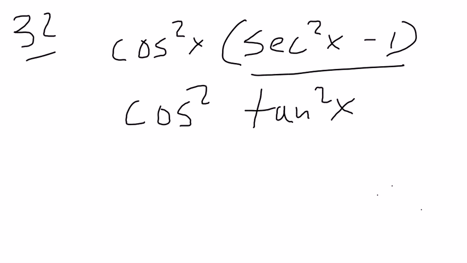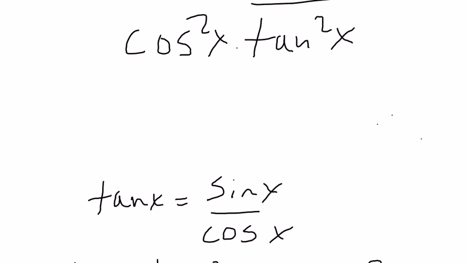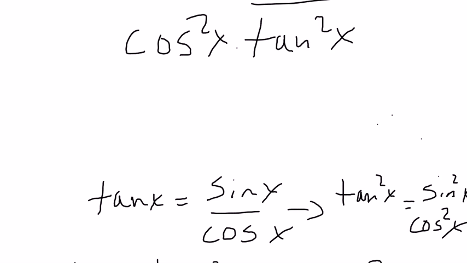So I have cosine squared times tangent squared. Well, again, we know from page 372 that tangent equals sine over cosine. Well, that would mean then that tangent squared would equal sine squared over cosine squared. So where I see tangent squared, I can substitute in sine squared over cosine squared.